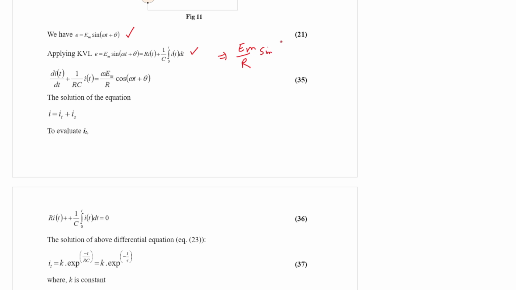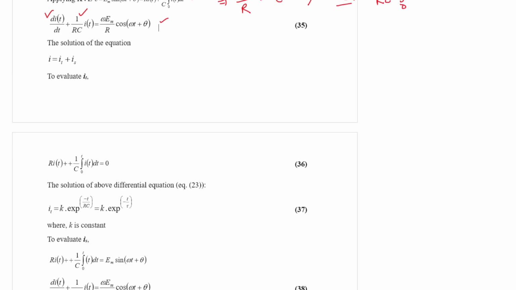sin(omega t plus theta) equal to i plus 1/RC integration from 0 to t of i dt. If you take the derivative of this equation, this i becomes di/dt, 1/RC integration of i dt becomes 1/RC times i, and this Em/R sin omega t will become omega Em/R cos(omega t plus theta).